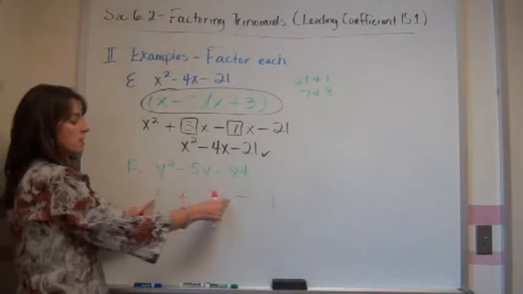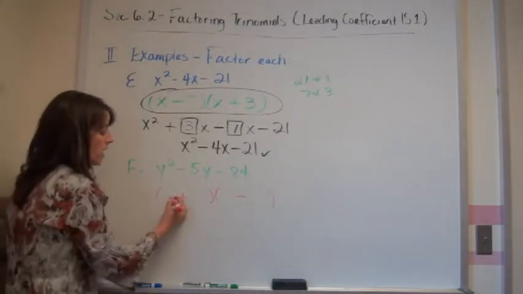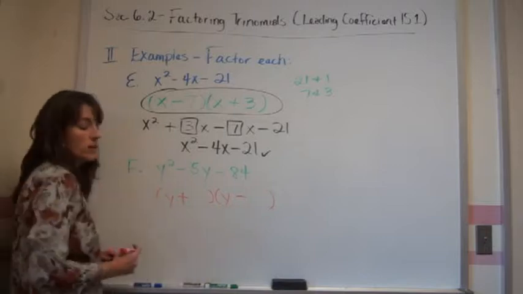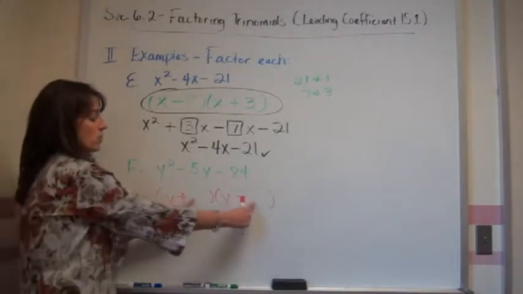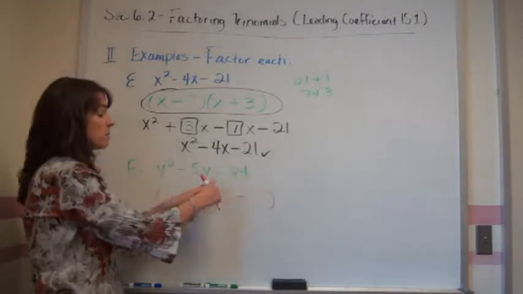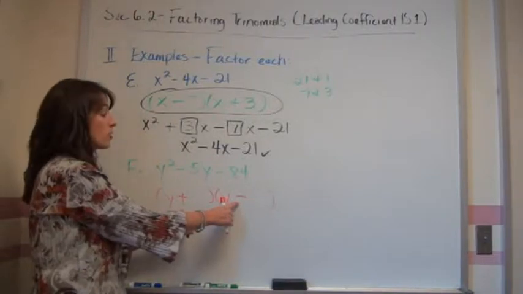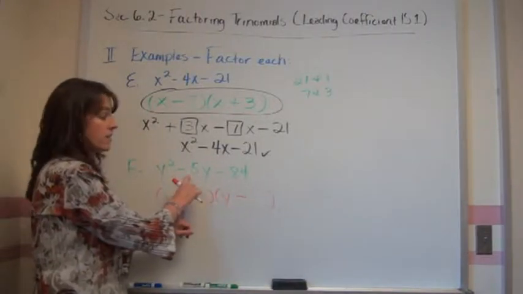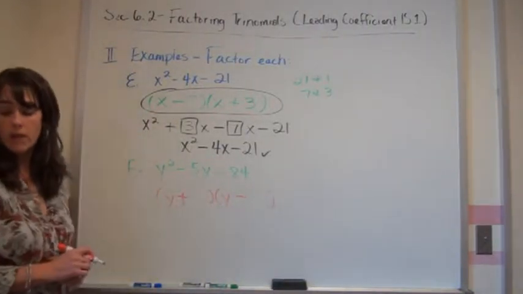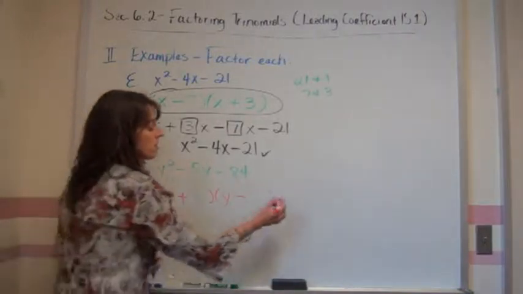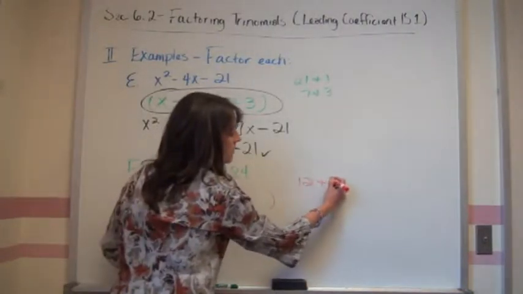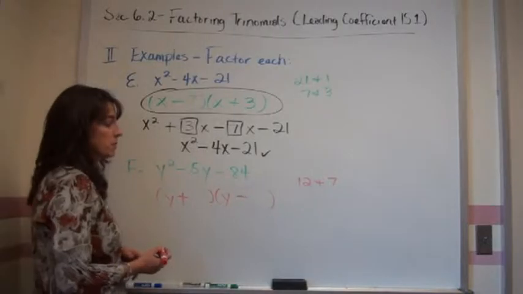I'm going to split this into the first slot, so I'll multiply a y times a y to give me y squared. And now I want two numbers that will multiply to be 84. Because they are different signs, they're going to subtract to be that 5. So the two numbers that will multiply for 84 and subtract for 5 are going to be a 12 and a 7.